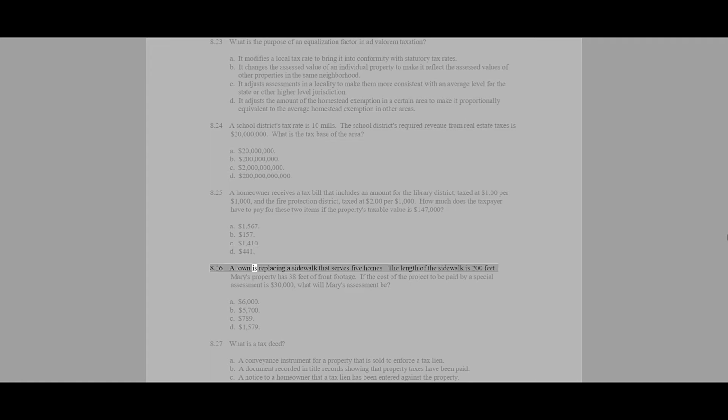8.26 A town is replacing a sidewalk that serves 5 homes. The length of the sidewalk is 200 feet. Mary's property has 38 feet of front footage. If the cost of the project to be paid by a special assessment is $30,000, what will Mary's assessment be?